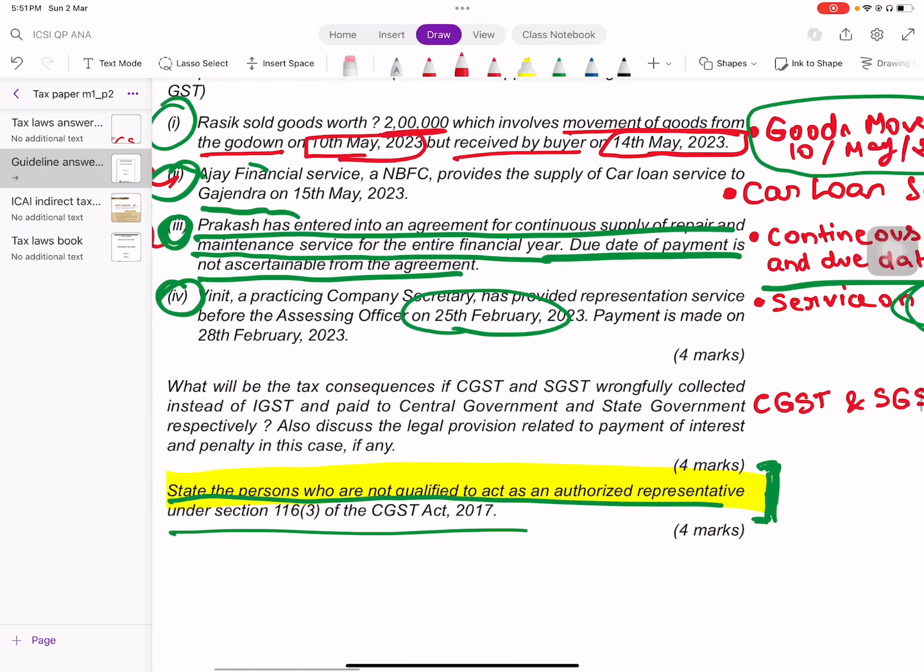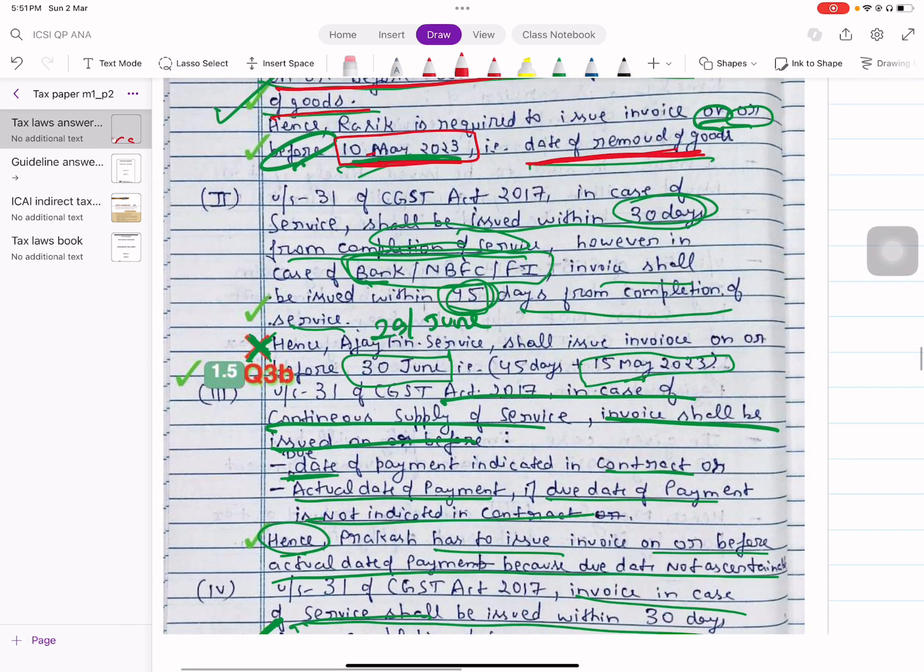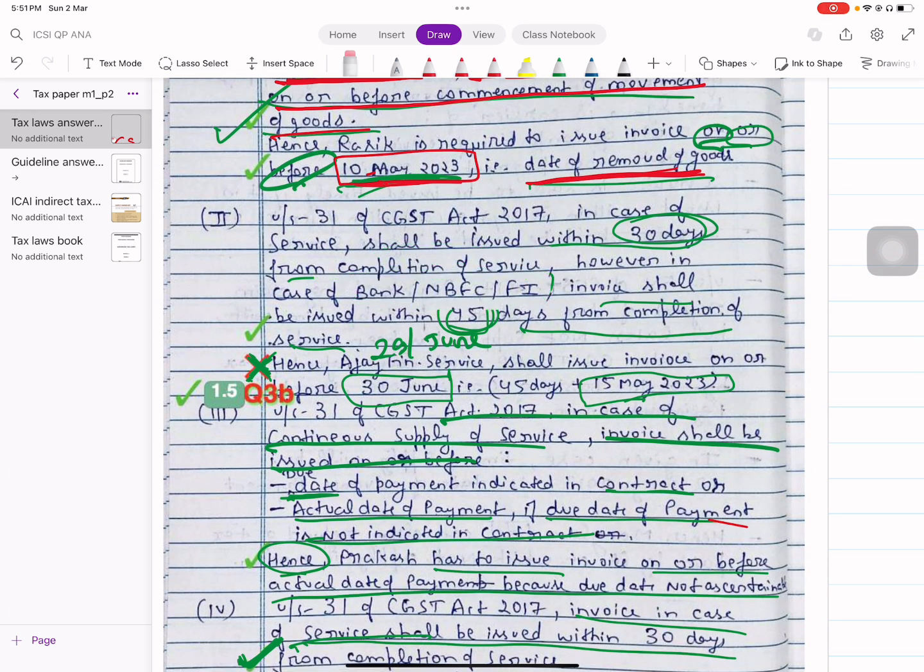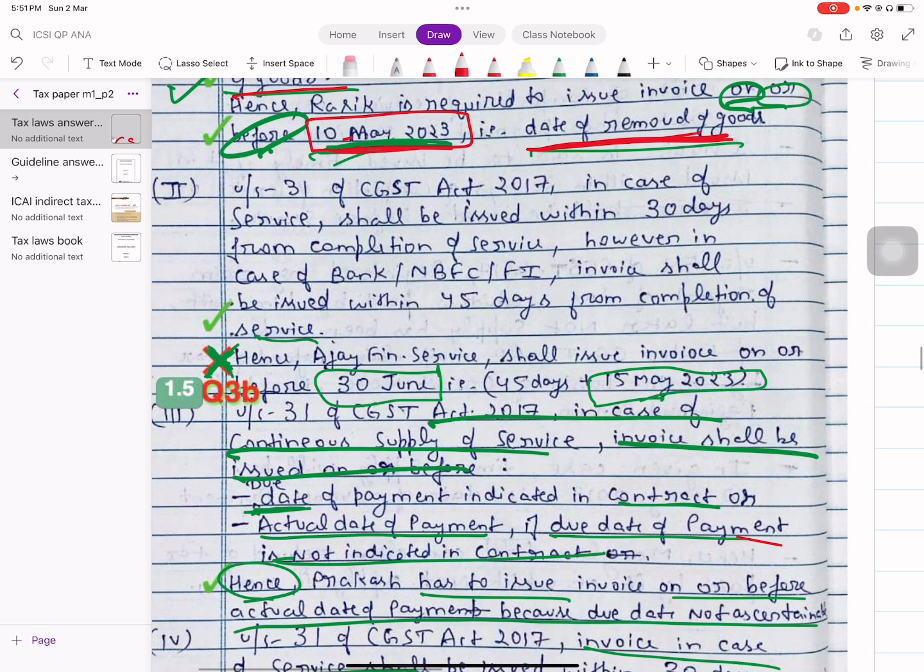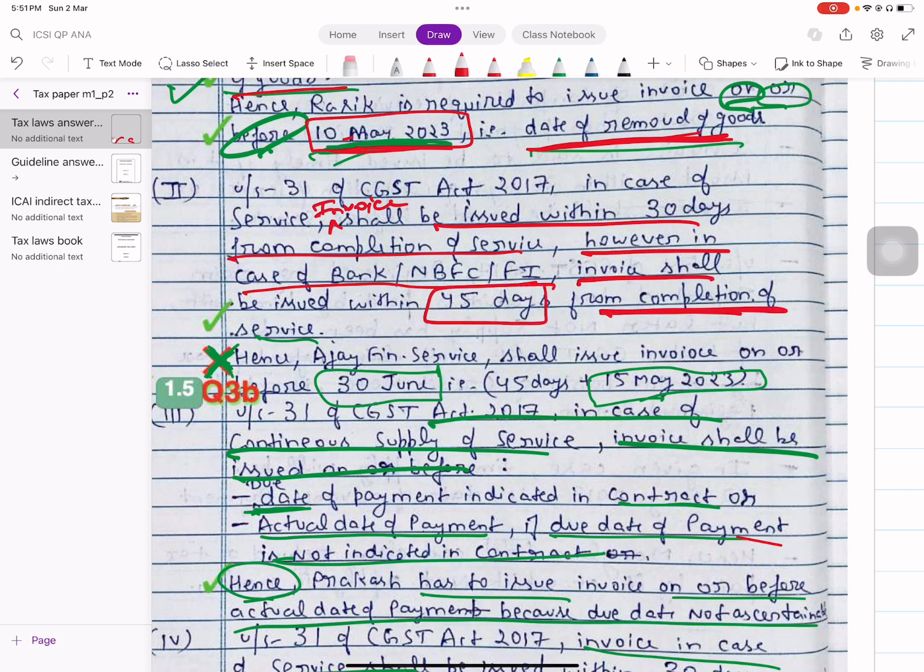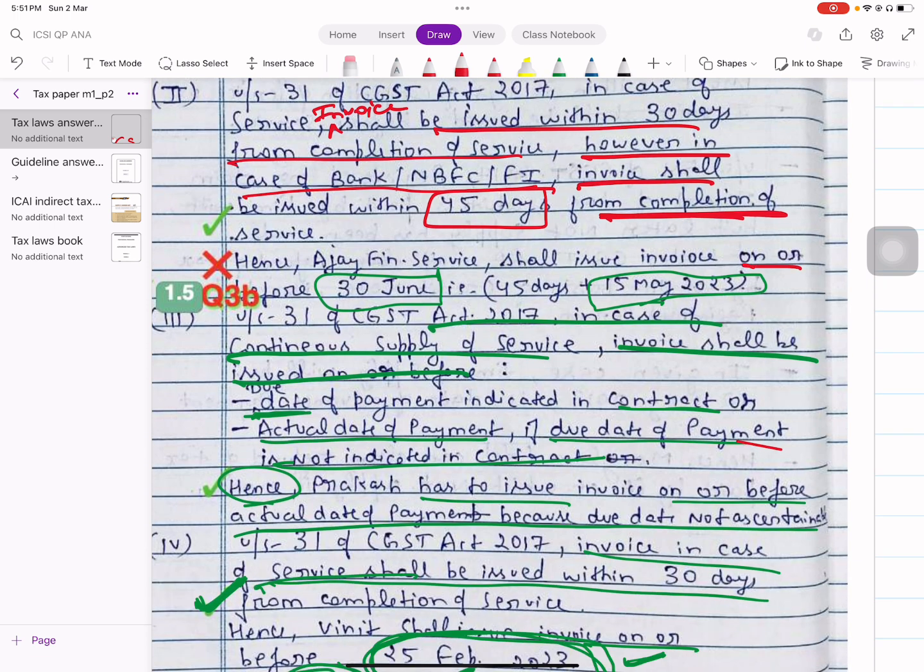Now, second transaction. Ajay Financial Services NBFC provides supply of a car loan to Gajendra on 15th May. Now on this question, in case of service, the invoice shall be issued within 30 days from completion of service. However, in case of bank, NBFC, financial institution, the invoice shall be issued within 45 days from completion of service. Now, I have written, hence Ajay Financial Services shall issue invoice on or before 30th June, i.e. 45 days plus 15th May.